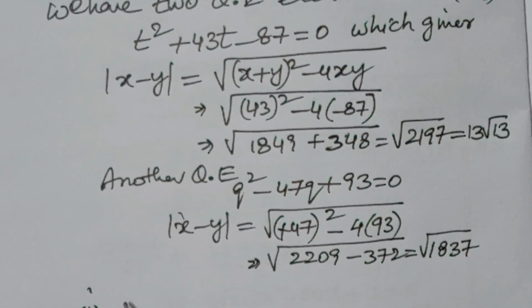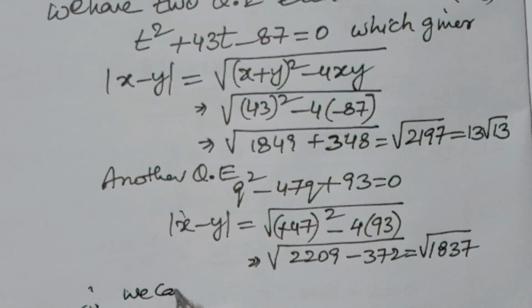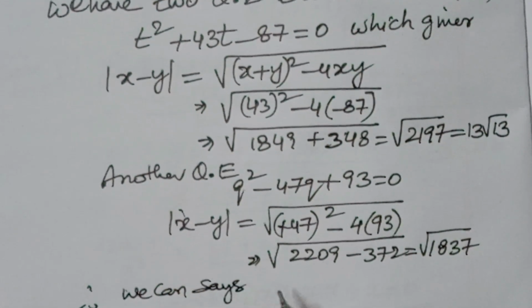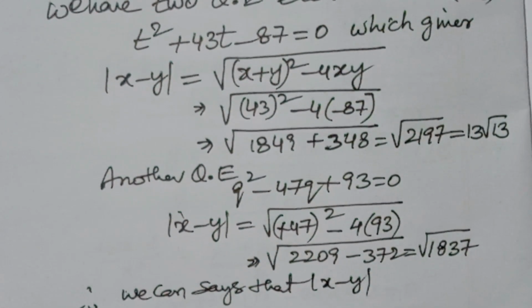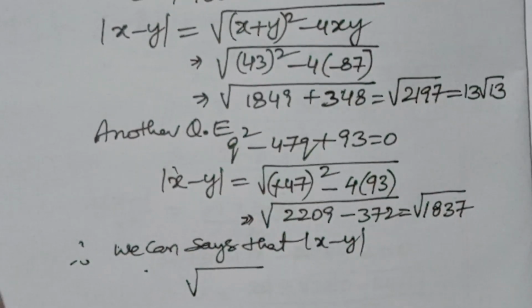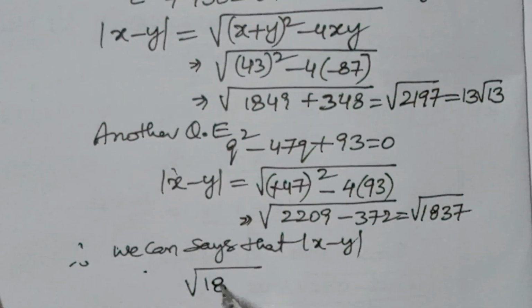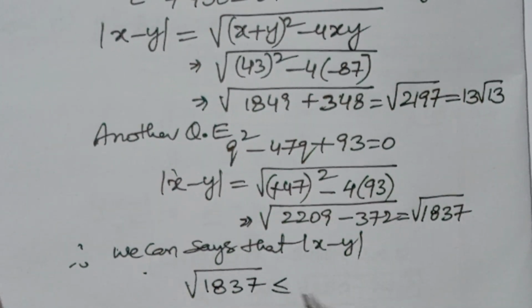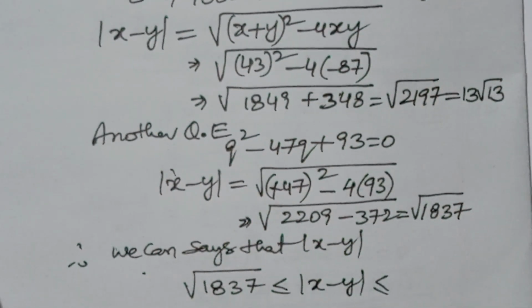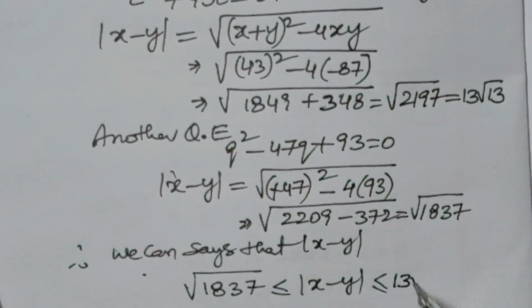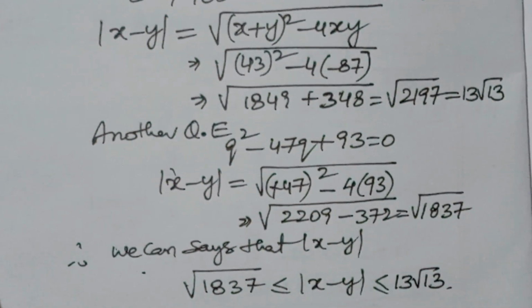Therefore, we can say that |x minus y| lies between the square root of 1837 less than or equal to |x minus y| less than or equal to 13 root 3.